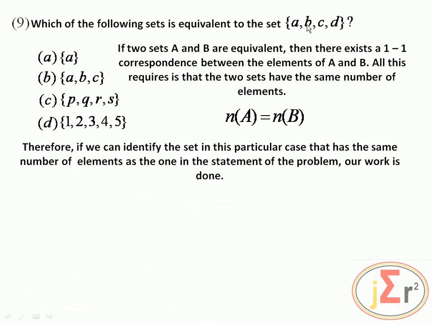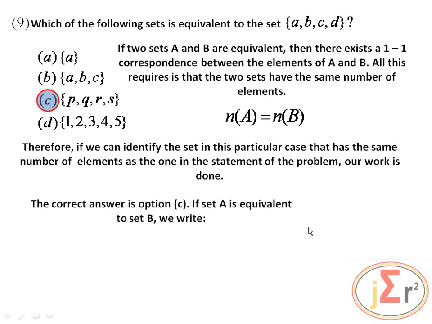So we look here. How many elements do we have? 1, 2, 3, 4. How many do we have down here? 1. Yes, this one. 1, 2, 3, 4. We are finished. So the correct answer is option C. The correct answer is option C. Set A is equivalent to set B.